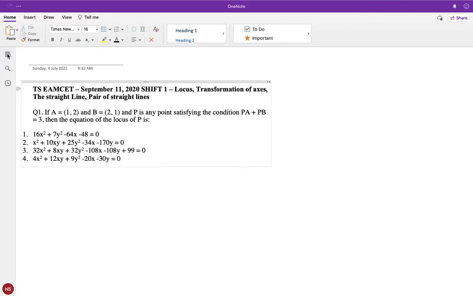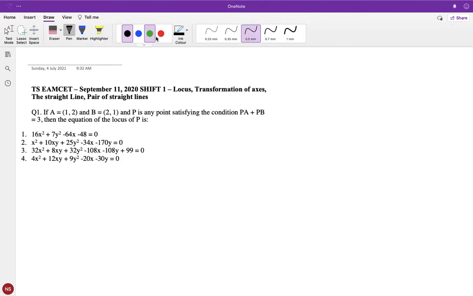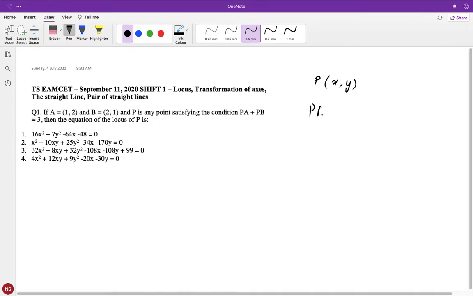In this video, I am going to cover the problems on locus, transformation of axes, the straight line, and pair of straight lines. So let us look at the problems. The first one is: if A is given to me, B is given to me, and P is any point satisfying the condition PA plus PB is 3, then what is the equation of the locus of P? If I assume P to be (x, y), PA plus PB is given as 3.